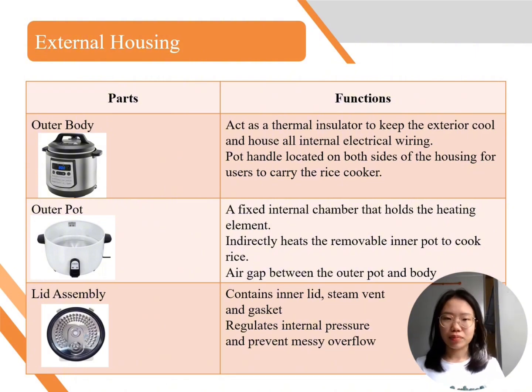Next, the lid assembly. It contains the inner lid, the steam vent, and the gasket. Normally, it is designed to be removable for cleaning purposes. The steam vent often comes with a removable cap that acts as an internal pressure regulator to release excess steam. Thus, it can prevent messy overflow. And not to mention, it requires regular cleaning to prevent clogs. Besides that, the gasket inside the lid assembly is a food-grade silicone ring that seals the rice cooker until it is vacuum tight, so the internal pressure and moisture are maintained throughout the cooking process.